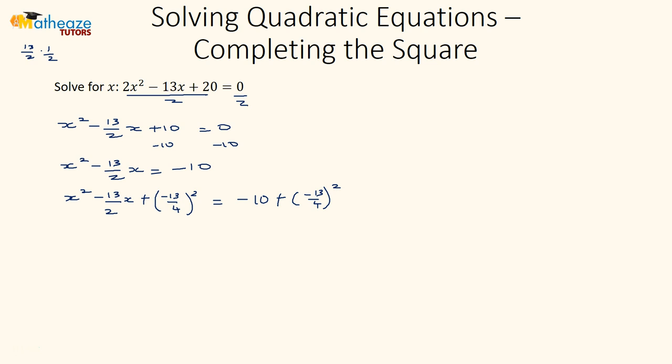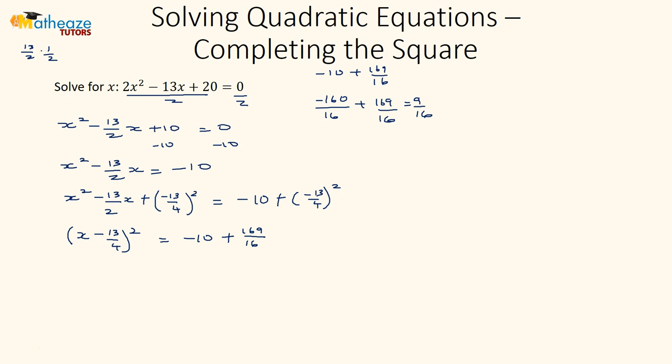So now we will have to write the left hand side as a perfect square. So it's going to give us x minus 13 over 4 squared is equal to negative 10 plus 169 over 16. So let's simplify that. Negative 10 plus 169 over 16 is going to be negative 160 over 16 plus 169 over 16. It's going to give us 9 over 16.